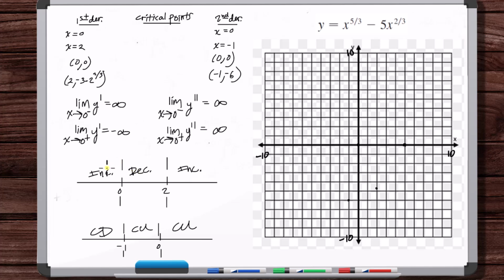Does the first derivative change signs across this point? Yep. It goes from increasing to decreasing, so this is a local max. Okay, here it goes from decreasing to increasing. This is a local min.